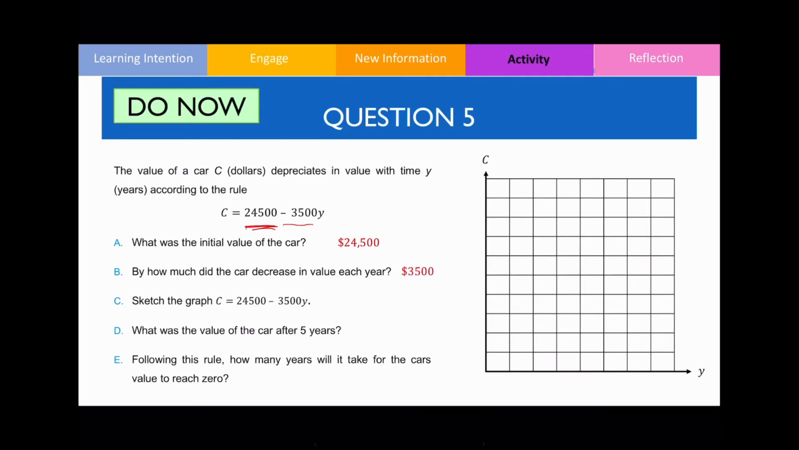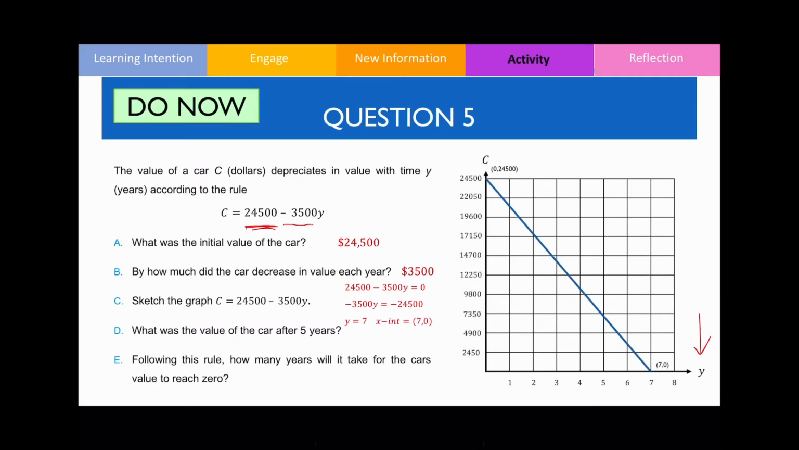Sketch the graph. So find y, x-intercepts. Y-intercept is 24,500. X-intercepts, in this case over here, is going to be when y is equal to 0. So in this case, your y is your x-intercept. So just don't get tripped up. Therefore, this is what my graph would now look like.